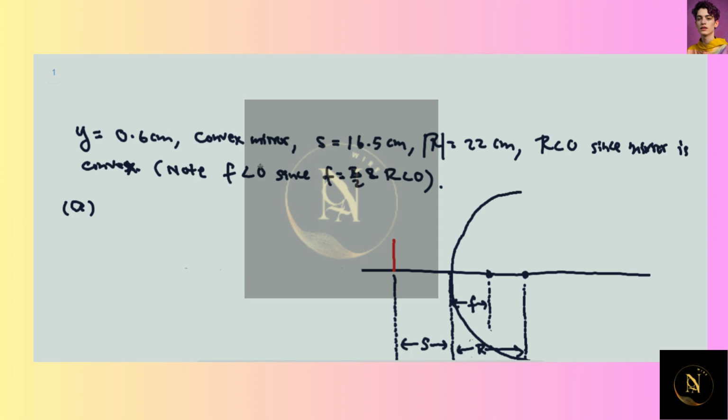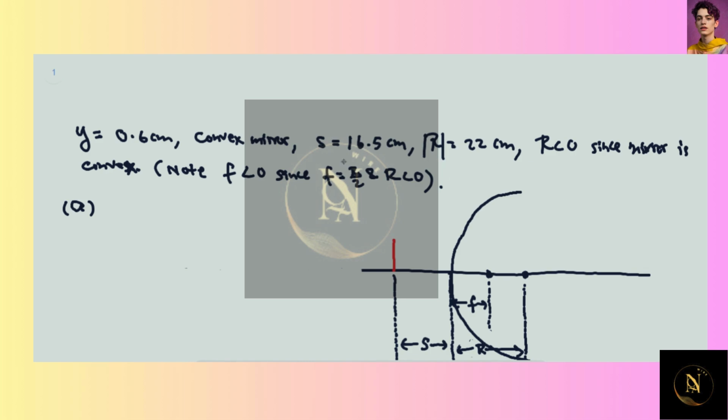We're told that an object is 0.6 centimeters tall, so I've labeled the object height by y, and that it is placed 16.5 centimeters away from the vertex of a convex mirror, so I called that distance s. We're also given the radius of curvature of the spherical convex mirror, and it's 22 centimeters. But since the mirror is convex, from a reading of chapter 34, you know that the radius is negative. So I just put the magnitude of the radius here.